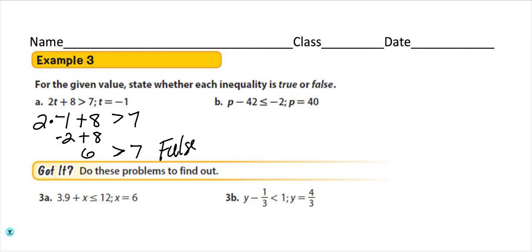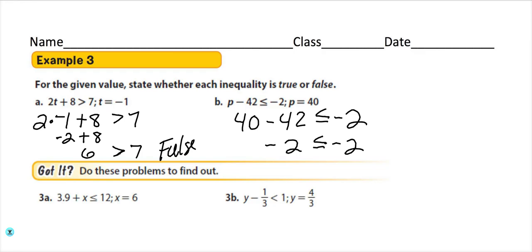Okay. Part B, we have p minus 42 is less than or equal to -2, and p is supposed to be 40 this time. So 40 minus 42 is less than or equal to -2. So 40 minus 42 would be -2, and that's less than or equal to -2. So is -2 less than or equal to -2? Yes, it's equal to it, so that would be true. Okay, let's look at 3a and 3b. Go ahead and try those by yourself and come back to me just as soon as you're ready.